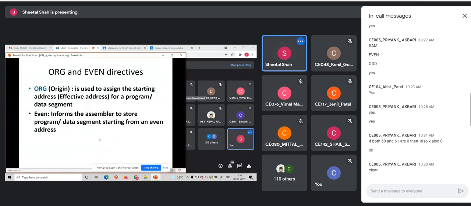Okay, so 2 more minutes are left, and we'll go through some more assembler directives, which are a bit simple. The very first one is ORG. ORG stands for origin. Whenever we declare some segment, suppose I have a data segment, and I declare some variable n defined by some value, say 10, then data ends.